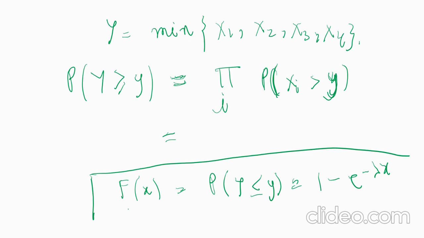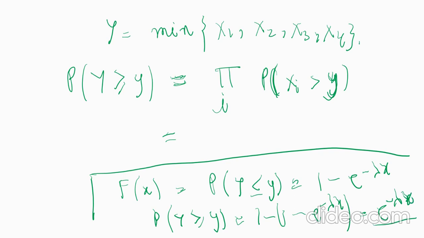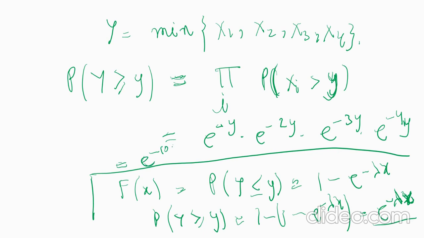So 1 minus F(x), that is P(Y ≥ y), will be what? 1 minus e to the power minus lambda x. So we will be left with e to the power minus lambda x. Now we know the lambda, and then it will be y. So e to the power minus y for the first one, e to the power minus 2y for the second one, e to the power minus 3y for the third one, and e to the power minus 4y for the fourth one. So this total will be 4, 3, 7, and then 9, and then 10. So it will be e to the power minus 10.